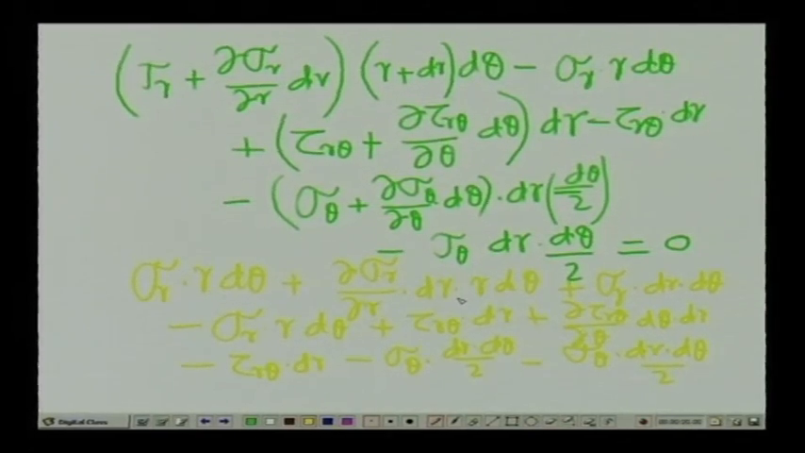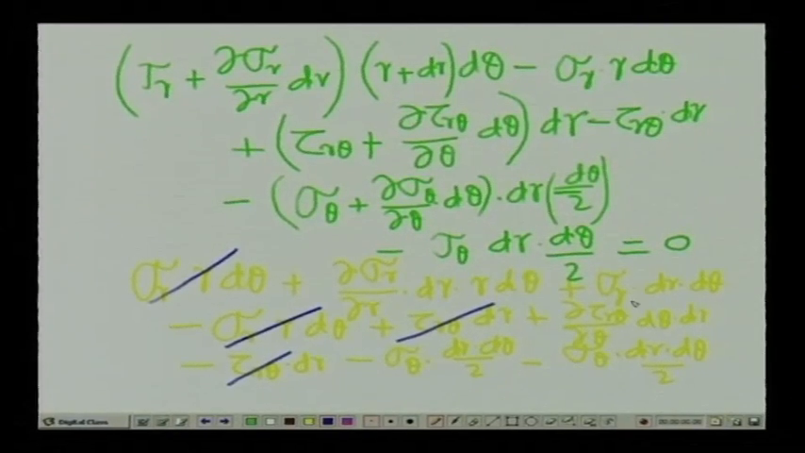Now, from these, if we look into it, we find that the sigma r r d theta and sigma r r d theta minus terms cancel out, and the tau r theta dr plus and tau r theta minus dr cancel out. So, we have del sigma r del r dr r d theta, sigma r dr d theta, del tau r theta del theta dr d theta, and minus sigma theta by 2, sigma theta by 2. If we combine them together, this is sigma theta dr d theta, and this equals 0 for the equilibrium of the forces in the radial direction.